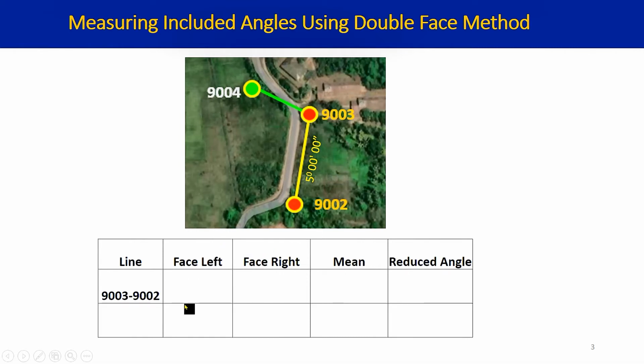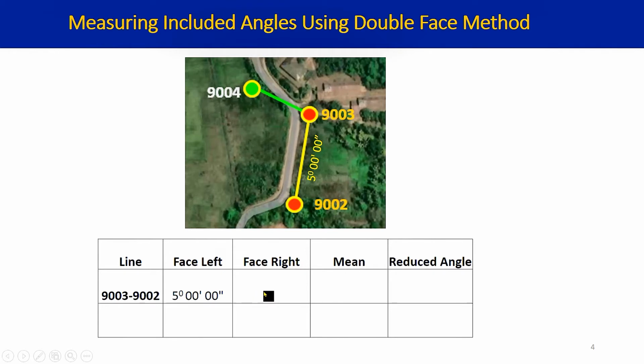upon your choice, but I prefer not to select 0 because it is very difficult to do the calculations in some instances. Therefore, always take a positive value, but don't take more than 10. So I prefer you choose a value between 0 and 10. I have chosen 5 degrees as the face left reading when observing from 9003. Then I can record it in the left column. So the line is 9003, 9002.